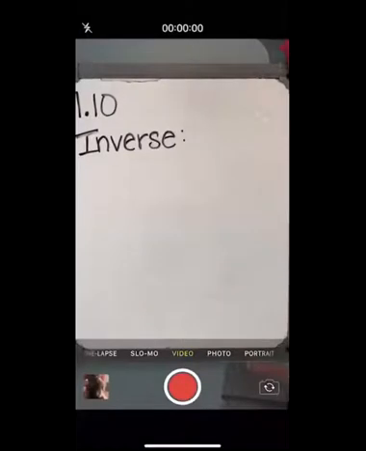Hey, fourth graders. So today we're going to talk about inverse operations. I want you to take a quick second. You've probably heard the word inverse before. What do you think it means? Maybe write your definition down on a scratch paper or your math notebook.